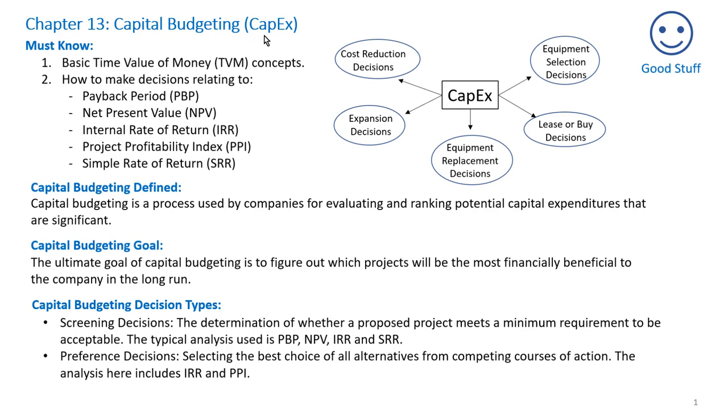Chapter 13 is all about capital budgeting, or how managers plan significant cash outlays on projects that have long-term implications, such as cost reduction decisions. Should new efficient equipment be purchased to reduce costs? Or expansion decisions. Should a new plant or warehouse be purchased to increase capacity and sales?